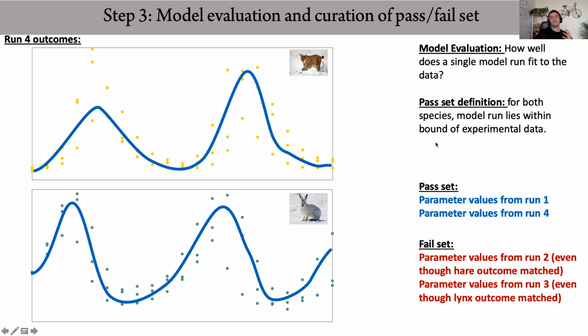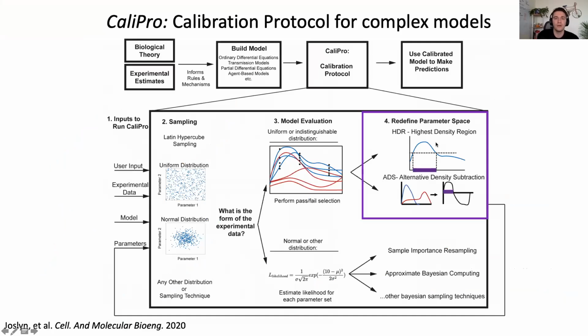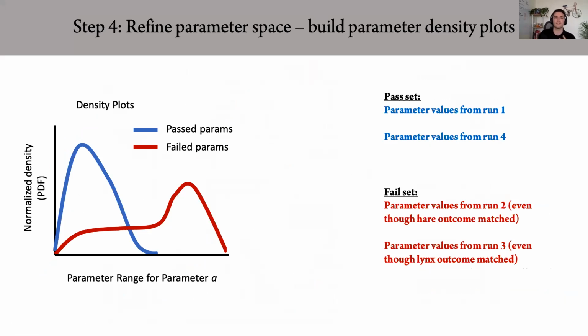Okay, so once we've got these pass set data structures and these fail set data structure, we can then leverage information from these, the parameter values associated with pass runs and parameter values associated with fail runs, to redefine our parameter space. So the first step in doing that is to build parameter density plots. For each parameter, you're going to build these plots, where along the x-axis is that initial parameter range for that parameter.